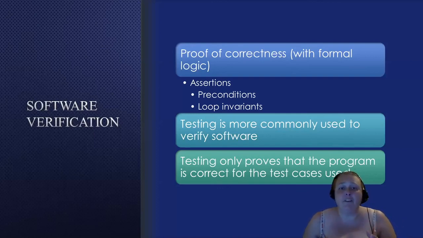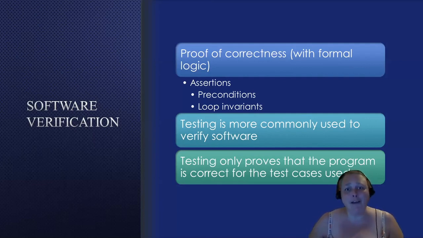So for software verification, we can use proof of correctness with formal logic and assertions, preconditions, and loop variables and such. Testing is more commonly used to verify software than to actually analyze the effectiveness and the correctness of it. Testing is only going to prove that the program is correct for those test use cases. You can't prove that you're going to be correct for every single outlier. Usually that's what beta testing is going to be for.